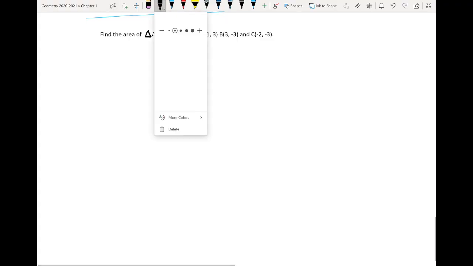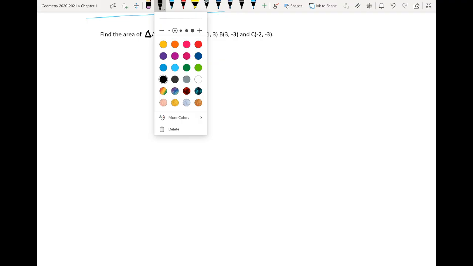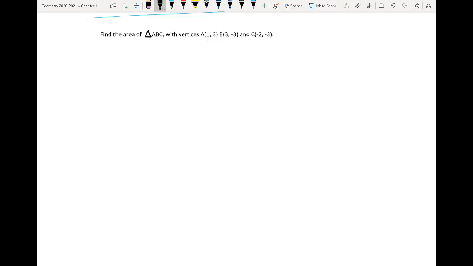First thing I want us to determine here is what type of polygon this is. And this is a triangle. So the area of a triangle is equal to 1/2 of the base times the perpendicular height.